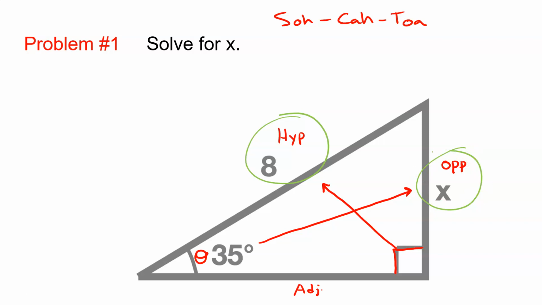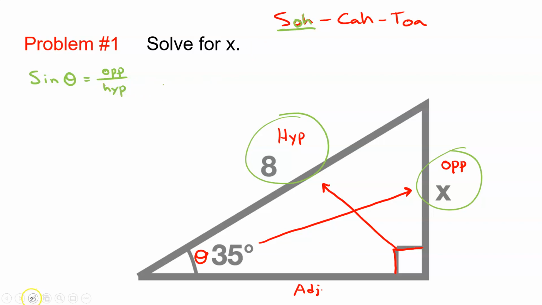So what uses opposite and hypotenuse? That is going to be sine, right? The SO part in SOHCAHTOA. Well, what does SO stand for in SOHCAHTOA? Remember, that's just saying that sine of our reference angle is equal to O, which is the opposite side, over H, which is our hypotenuse.